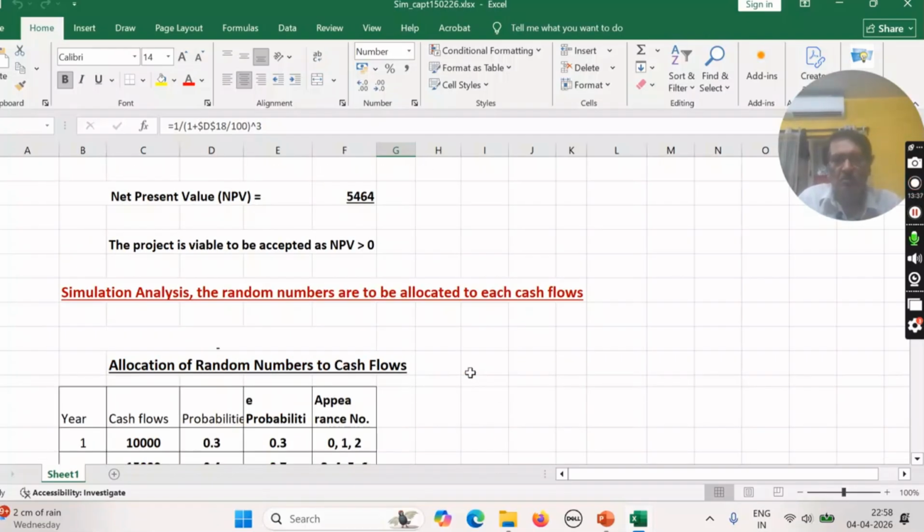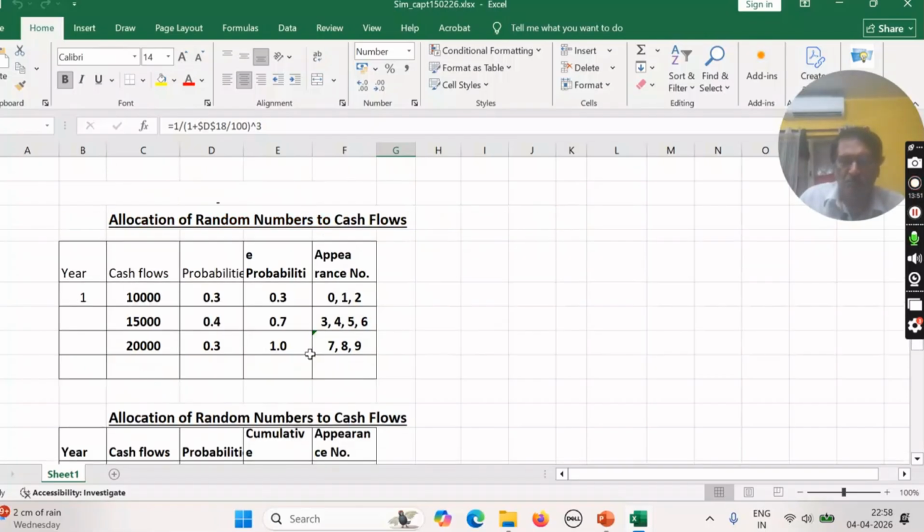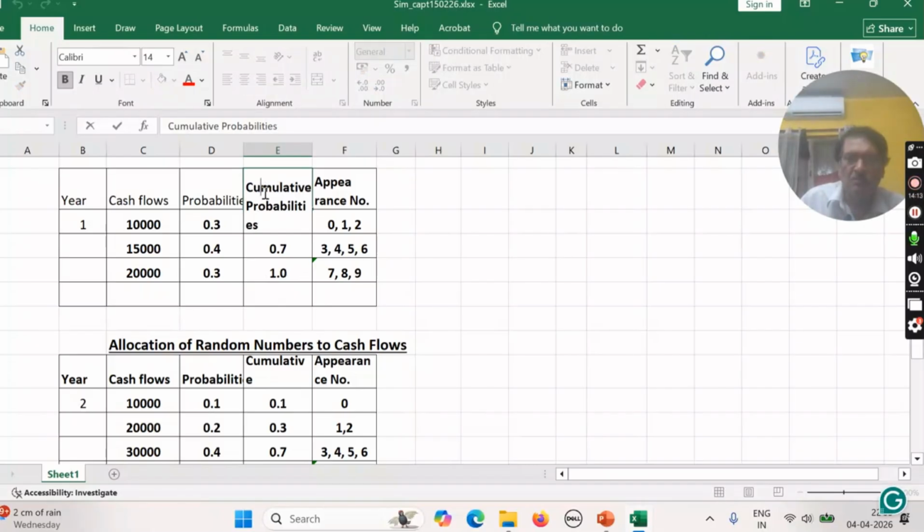Okay. Now we are going to discuss simulation analysis, the application of the simulation technique with the help of random numbers. How you will deal with it, that I am going to discuss first. Year-wise, first you will calculate the cumulative probability. This is the probability for 10,000, 0.3. For 15,000 cash flows, the probability is this. In this, what are the cumulative probabilities? This is the cumulative probabilities.